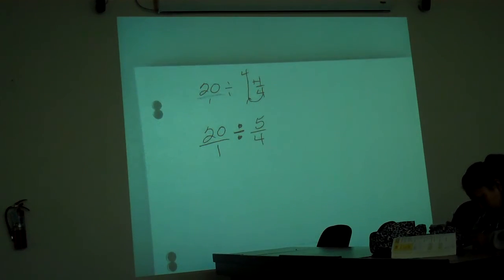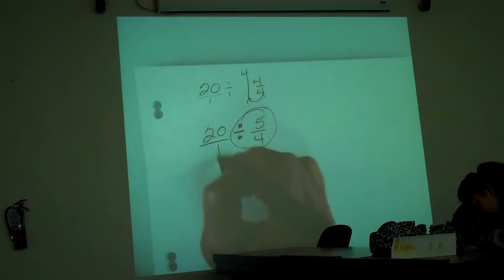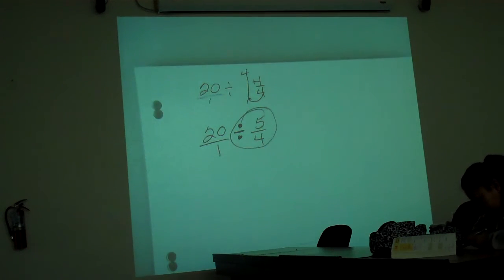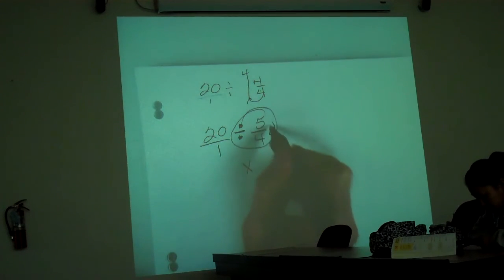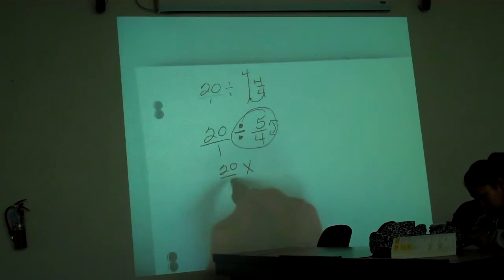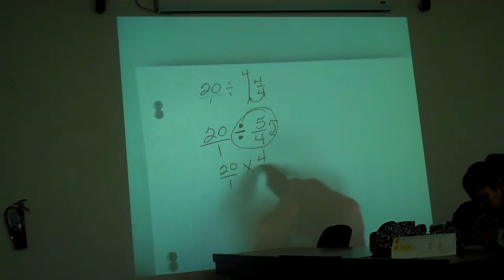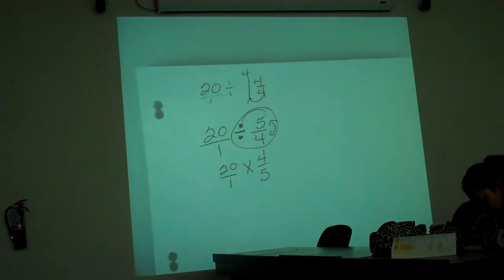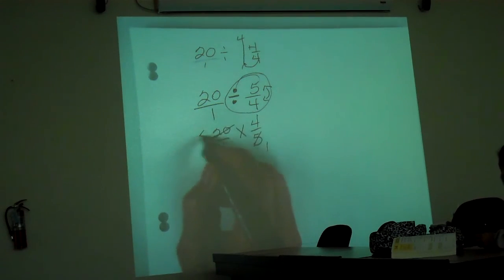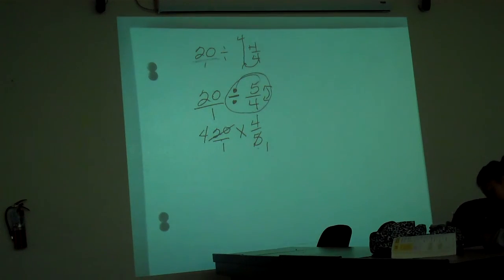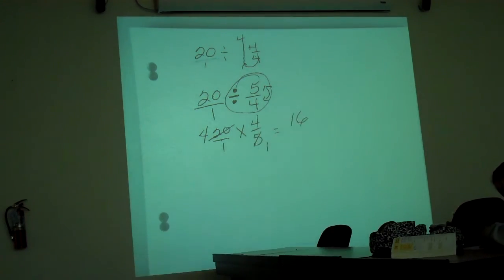Okay, now that we have both of them improper or whatever, they're both fractions now, now we change it to multiplication and flip the second one over. Leave this 20 over 1, 4 on top, 5 on bottom. Okay, you can multiply straight across to get 80 over 5, or we can divide by 5, right? Divide by 5, divide by 5. So you have 4 times 4 is 16. Over 1, which is still just 16.